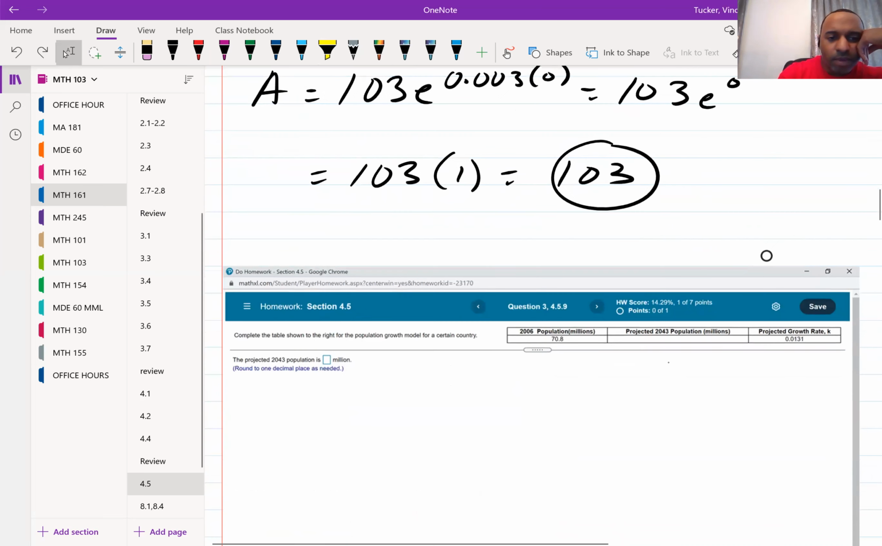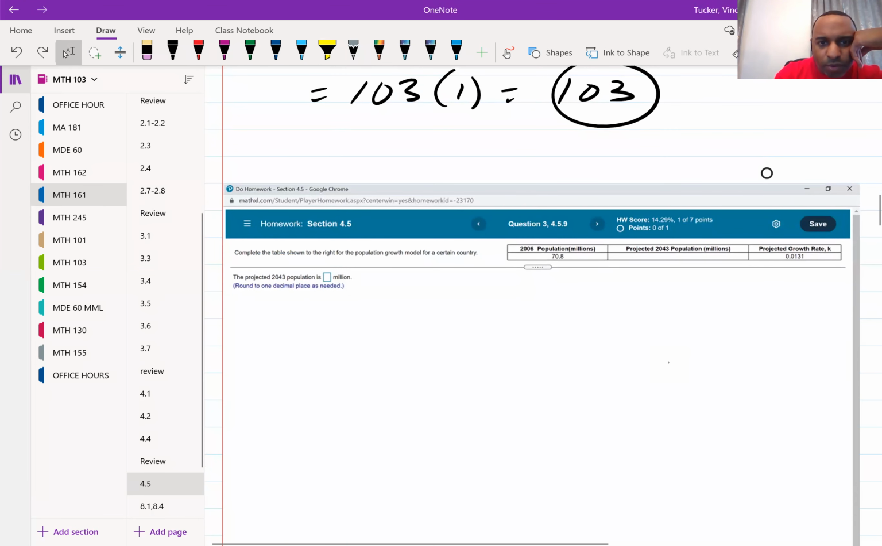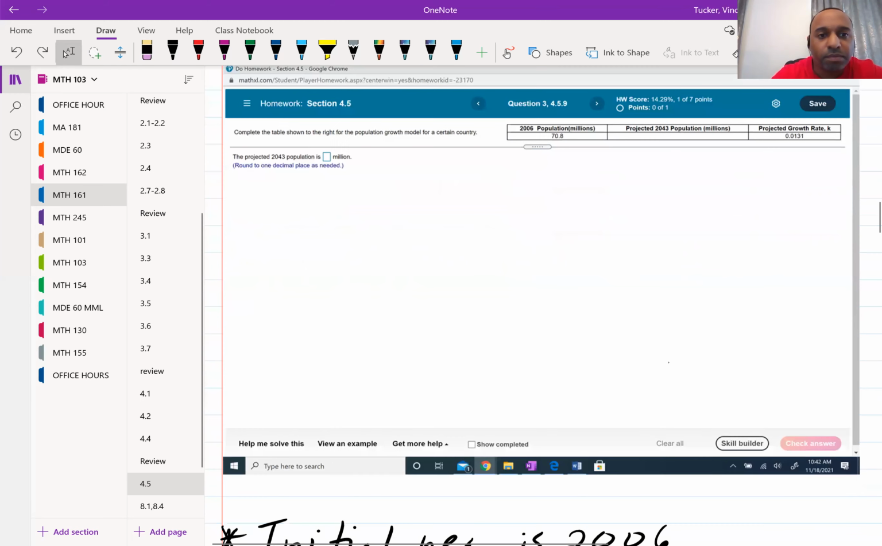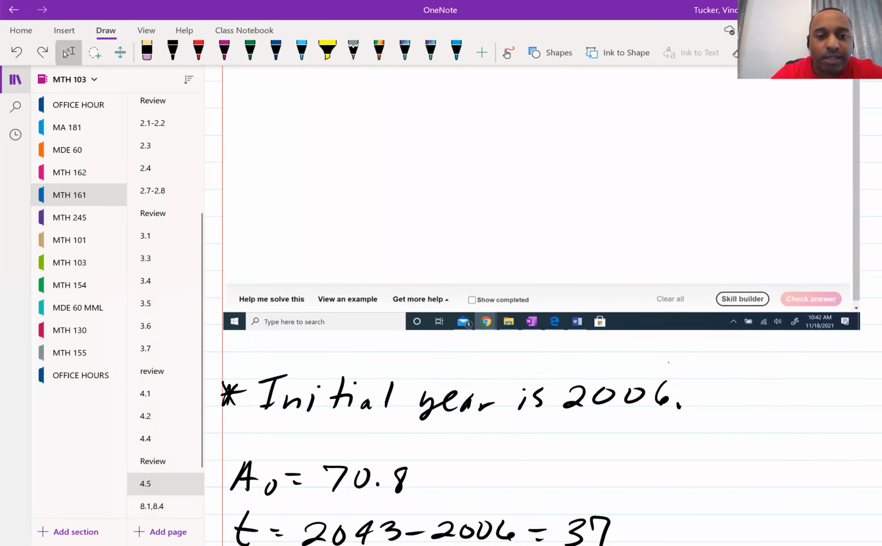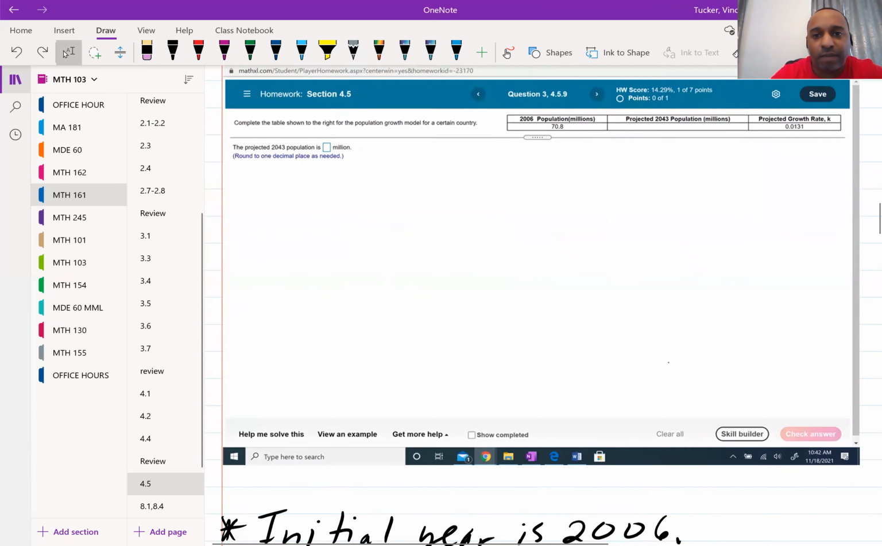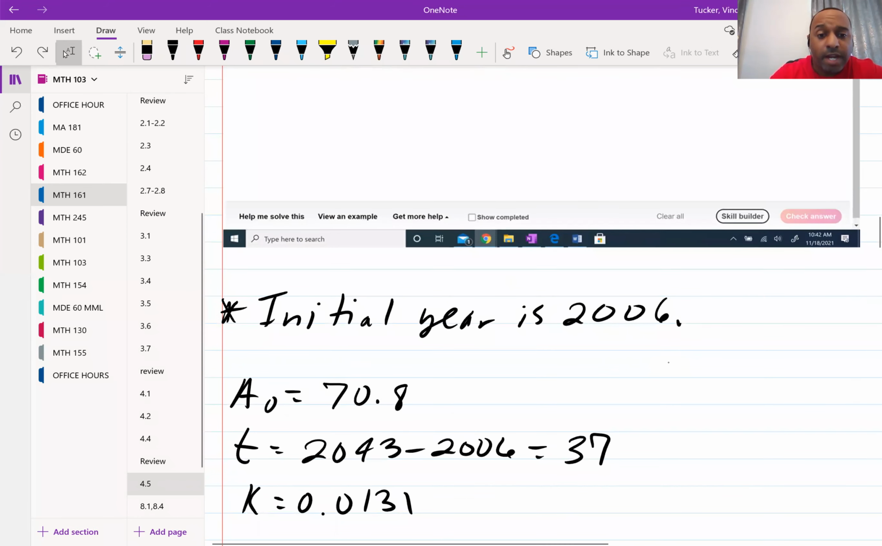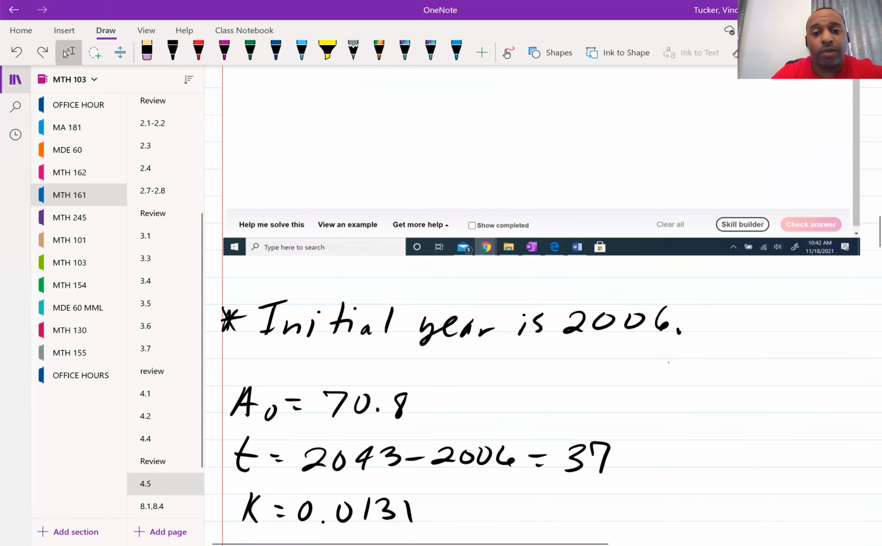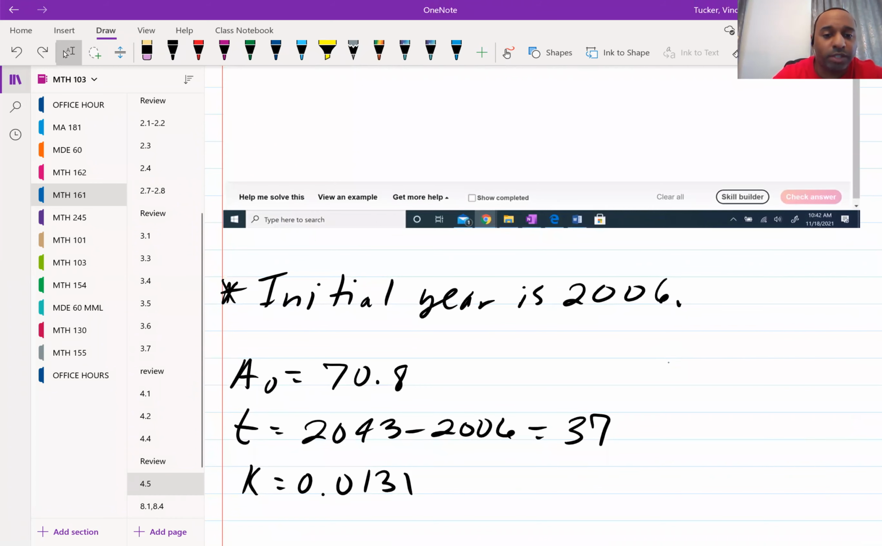All right, looking at the next one. Complete the table shown to the right, population growth for a certain country. They give us in 2006, 70.8 million is the population. They want to know what's projected for 2043, and they give us the growth rate k of 0.0131. So the initial year is 2006. A naught, the initial amount of people in 2006, is 70.8. That's what we got from the chart. Now we're going from 2006 to 2043, so we subtract those values, and that's 37 years. And they gave us k, which is 0.0131.